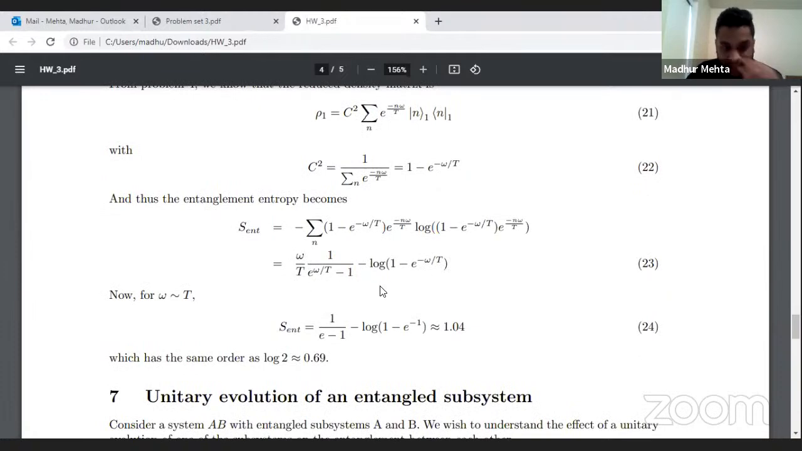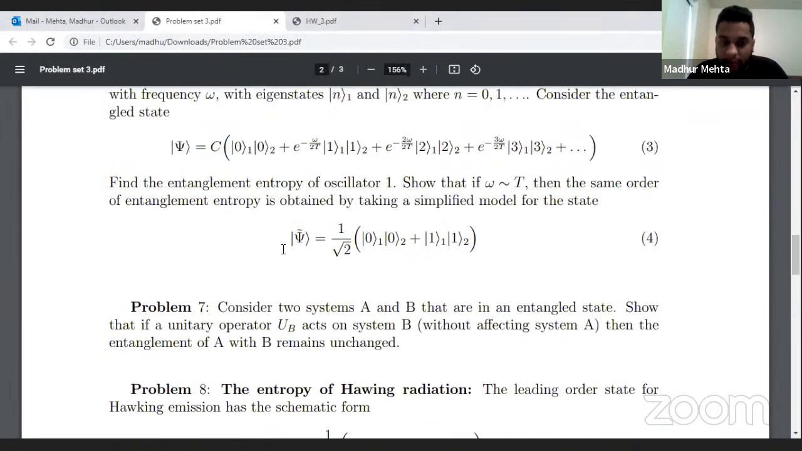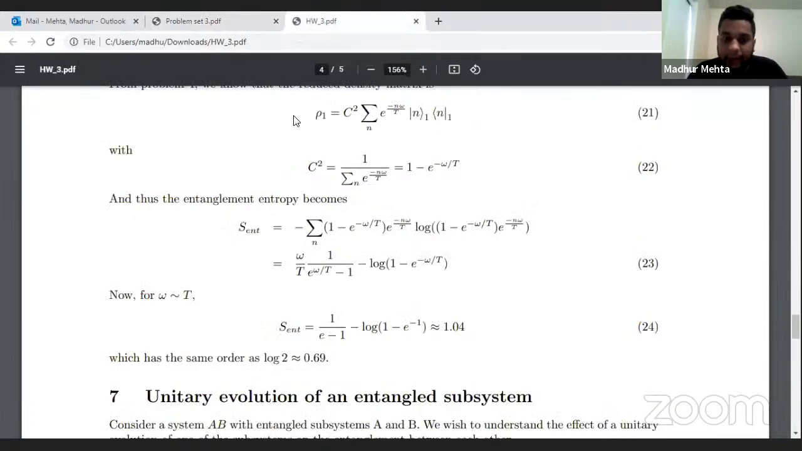Then for omega approximately equal to t, we are trying to find the entanglement entropy, which comes out to be 1.04, which is of the same order as log 2, which was asked in the problem, where we can replace it by a simplified model of psi tilde, a maximally entangled state with 2 spins. So yeah, any questions and comments?